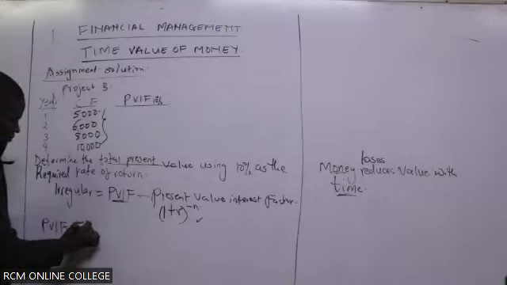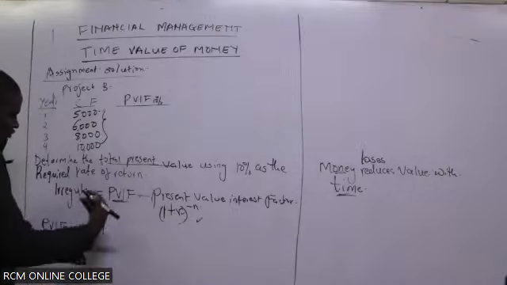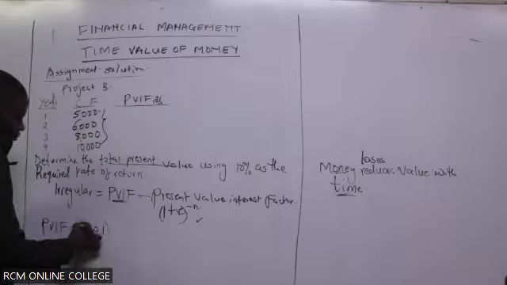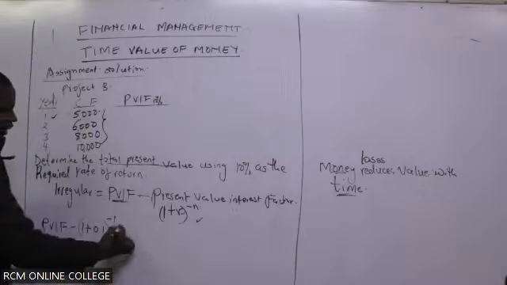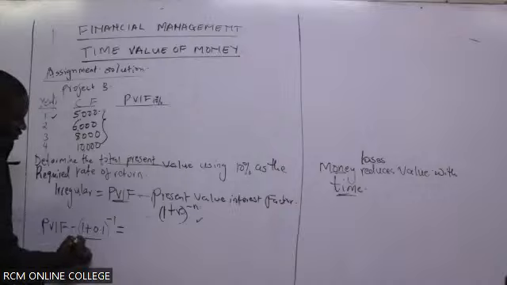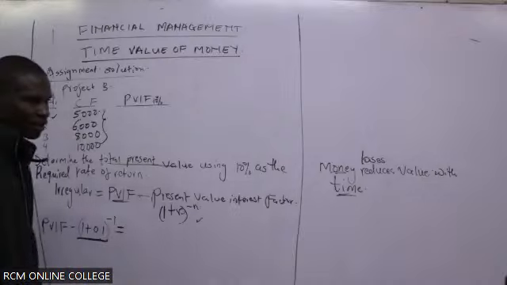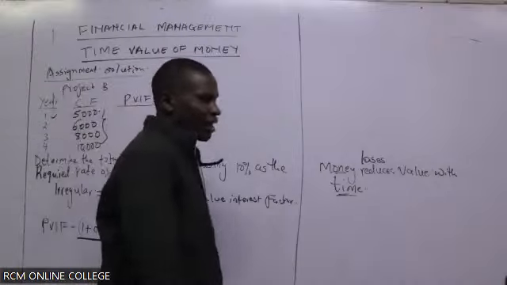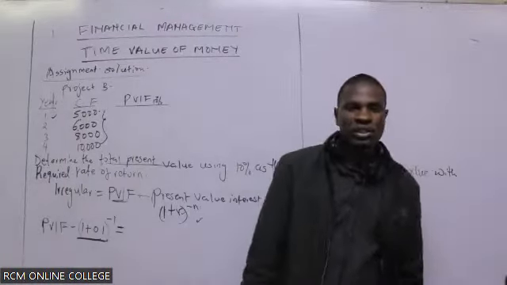So it is 1 plus 0.1, that is my R. Remember, R is the required rate of return. Then I put it in brackets raised to power negative 1 for year 1. I want somebody to first of all give me this. You can use a calculator to compute that, or else you can use a table.